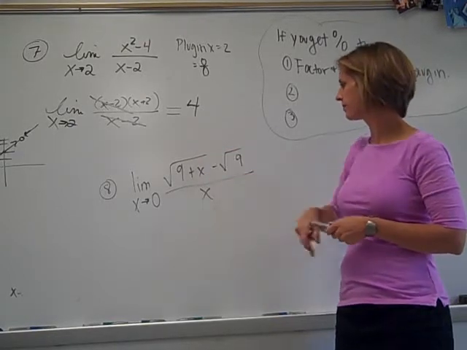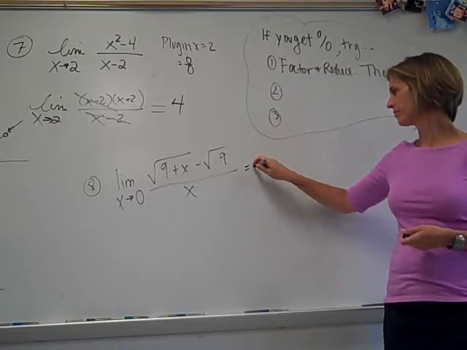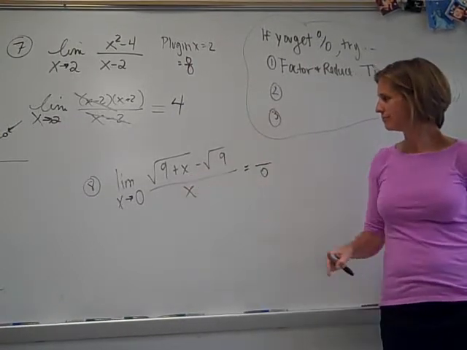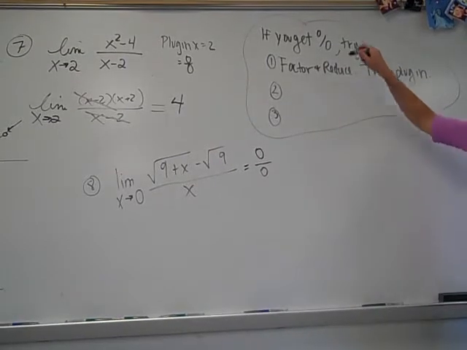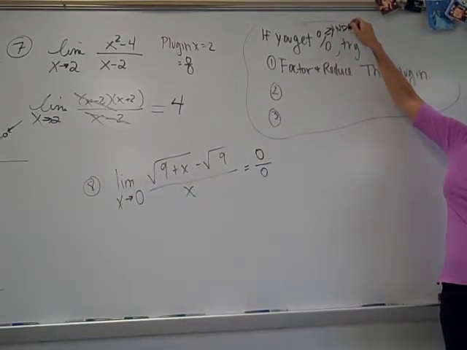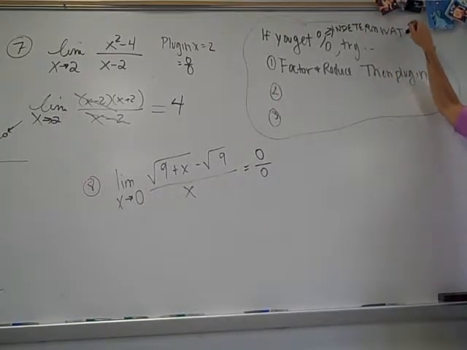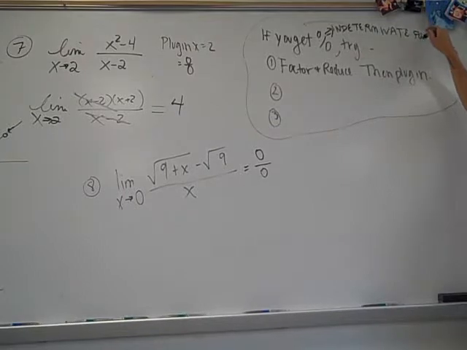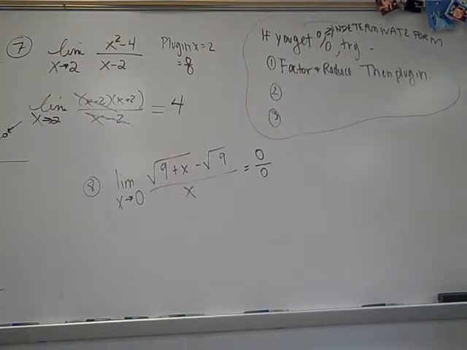No, it stops here. So when we plug in 0, what do you get on the bottom? 0. What do you get on the top? 0. Oh, snap. Indeterminate form. I better write that up here. It's called indeterminate form. Is that how you spell it?